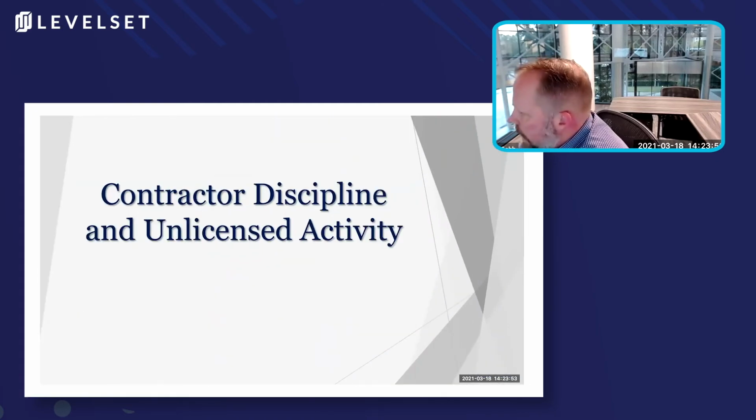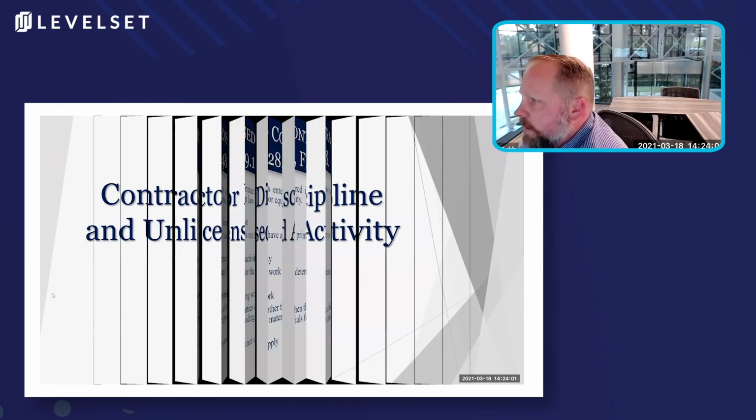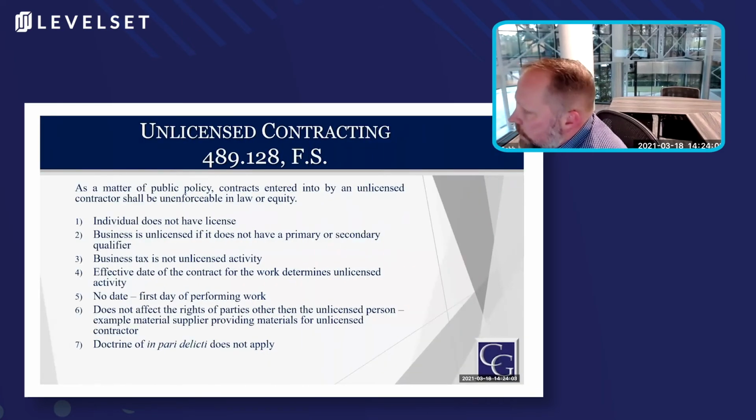The next important, I think, more practical aspect of licensure is what happens when you find yourselves in discipline, and a lot of that is tied with unlicensed activity. And so we need to have an understanding of unlicensed activity. And again, that goes through the scopes that I went through earlier, and you've got to make sure that you're working within your scope. And so there's a statute that says, as a matter of public policy, contracts entered into by unlicensed contractors are unenforceable in law and equity. And what that means is that if you're an individual and you need to have a license and you don't have a license, it's unlicensed activity. Same thing with a company, if the business is unlicensed, if it doesn't have a primary or secondary qualifier.